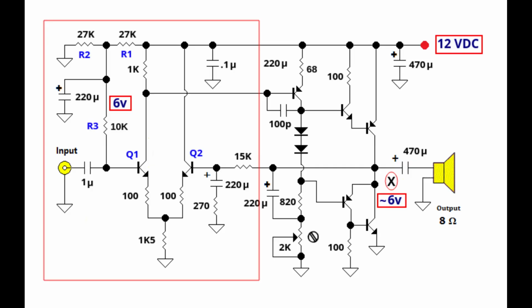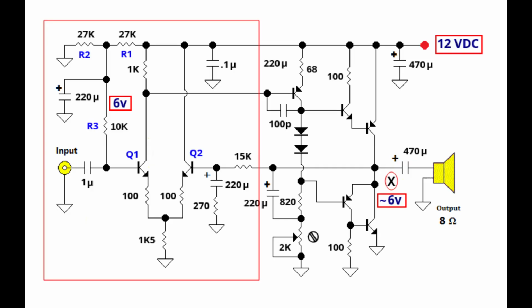Since R1 and R2 are the same value, we know from Ohm's law the voltage divider will divide the 12 volts in half to 6 volts. Moving down vertically, we have a 220 microfarad capacitor to low-pass filter and stabilize the 6-volt bias voltage, and it's connected to the base of Q1 via a 10K resistor R3.